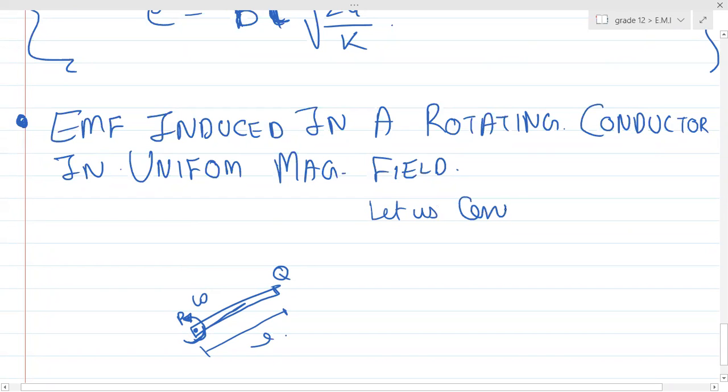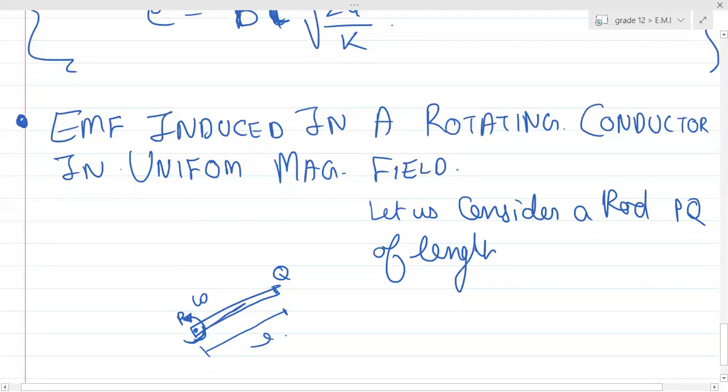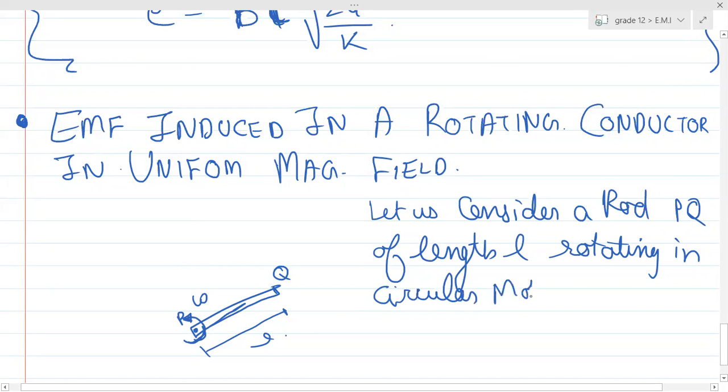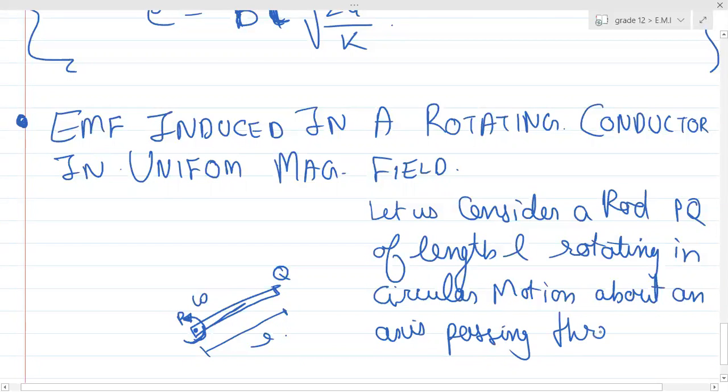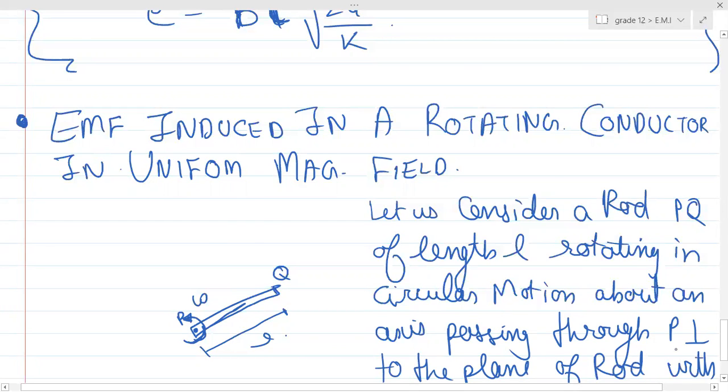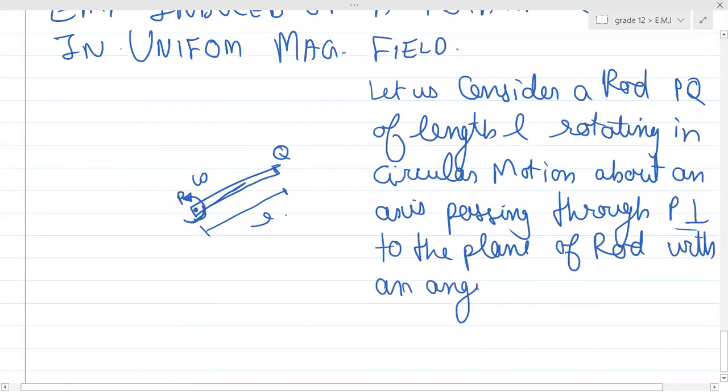Let us consider a rod PQ of length L rotating in circular motion about an axis passing through P perpendicular to the plane of the Earth, with an angular velocity omega. So when it is rotating with an angular velocity omega, then what will be happening?